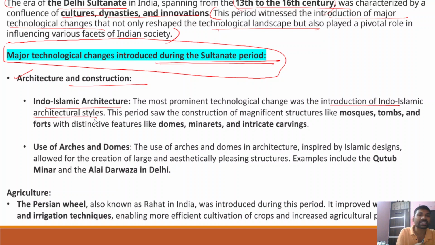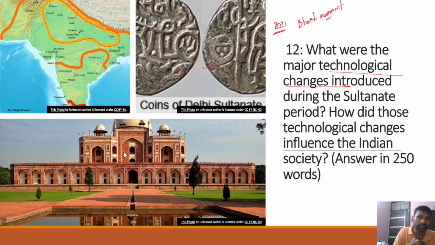The Delhi Sultanate period introduced Indo-Islamic architectural styles, and they also constructed magnificent structures like mosques, tombs, and forts, and distinctive features like domes, minarets, and intricate carvings. Secondly, use of arches and domes. If you look at the constructions of the Indo-Islamic style, you can see the minarets and domes. These are domes, and Indo-Islamic style predominantly has domes, and they also introduced arches.